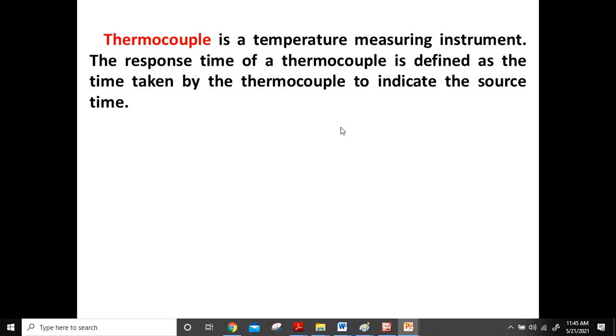A thermocouple is a temperature measuring device. The response time of the thermocouple is defined as the time taken by the thermocouple to indicate the source temperature. For example, to reach 63.2% of the temperature, it needs some amount of time, and that is the response time. How quickly it can respond determines how early you will get the temperature by using the thermocouple.